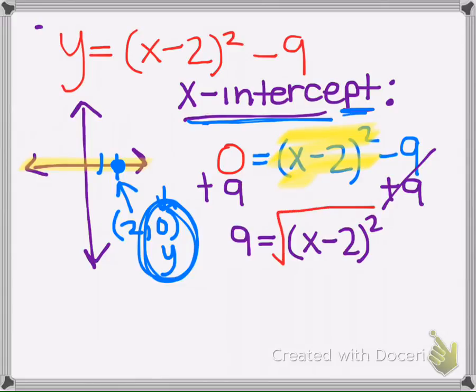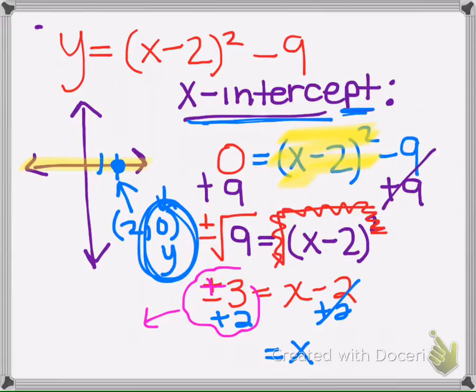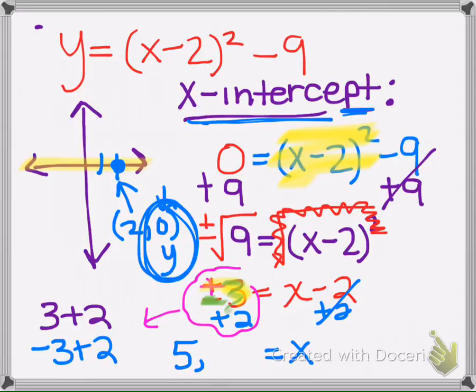Then I'm going to square root both sides so that this will cancel. And then when I put in a square root in a problem, remember we need plus or minus. And then to get this x by itself, I'll add 2 to both sides. And now we have x by itself. So what this means here is that x is equal to positive 3 plus 2, and x is equal to negative 3 plus 2. So x is equal to 5, and x is equal to negative 1.